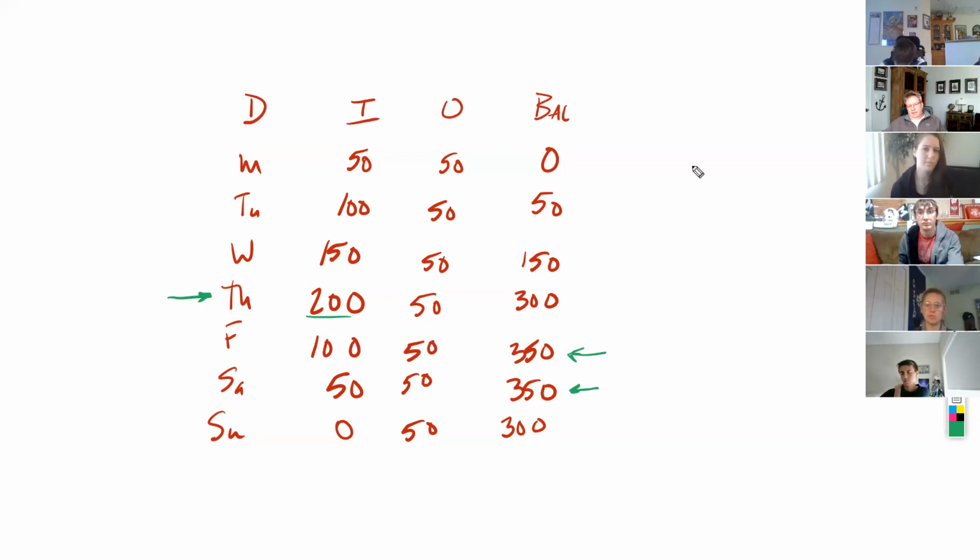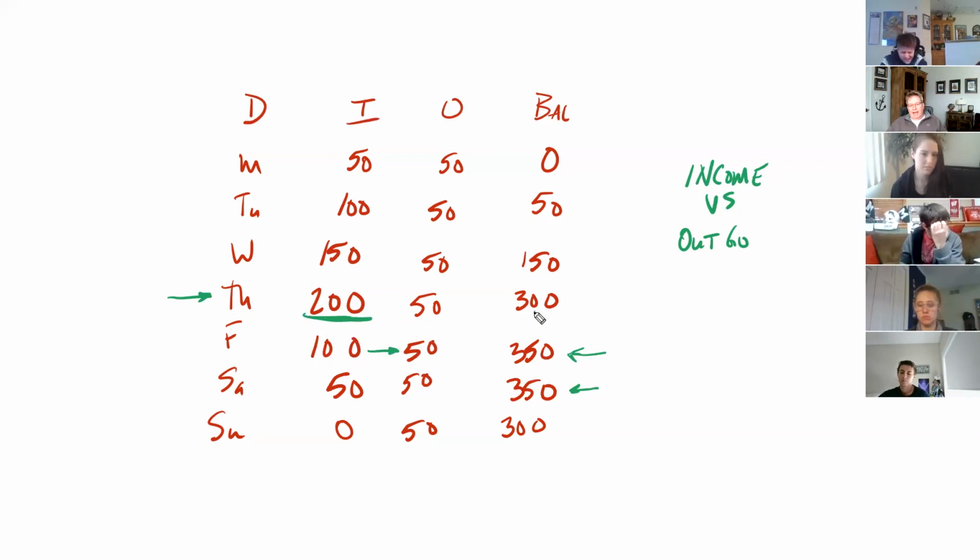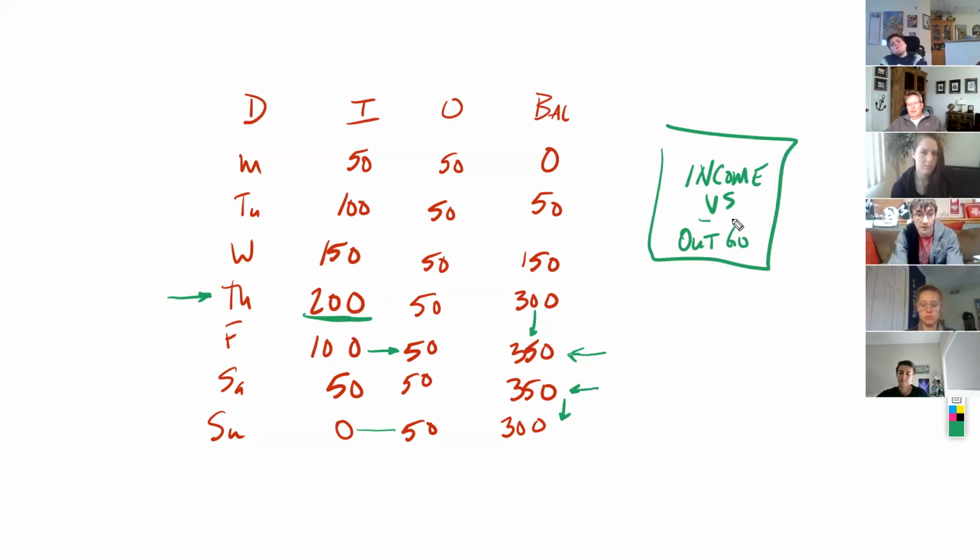The income. It's not just the income. Even though she made the most on Thursday, on Friday, she still made more than she lost, and her balance went up. Once we switch that, then the balance goes down. So what determines the balance is the income versus the outgo. You've got to look at both things.